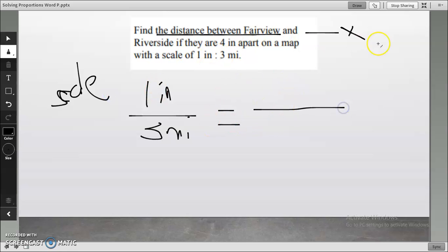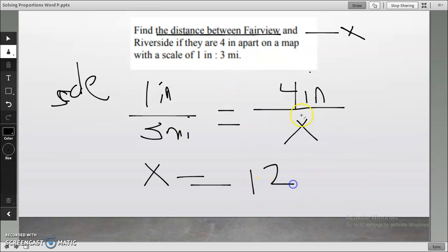And I want to say that they are 4 inches apart. So the inches are going to go right across from each other. They're right next to each other. And I want to know the distance, the actual distance, right, in miles. So I have that. I can multiply it. 1 times x is 1x, or just x, because we don't put 1x in math. 3 times 4 is, I'm going to leave the dimensions off because it can get confusing, is 12. And guess what? x equals 12. So 12 miles. So the distance between Fairview and Riverside is 12 miles. And I hope this helps.